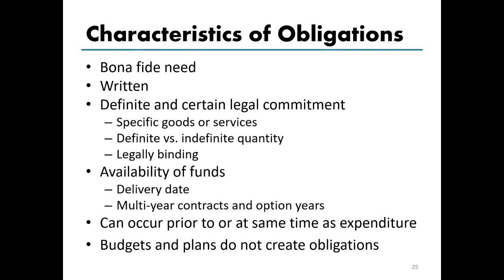Here are some of the characteristics of obligations. There should be a need. You can't just buy a bunch of stuff toward the end of the contract period because you have extra money available. It should be something that's needed for the program during the contract period. It has to be something that's a written, legal commitment.